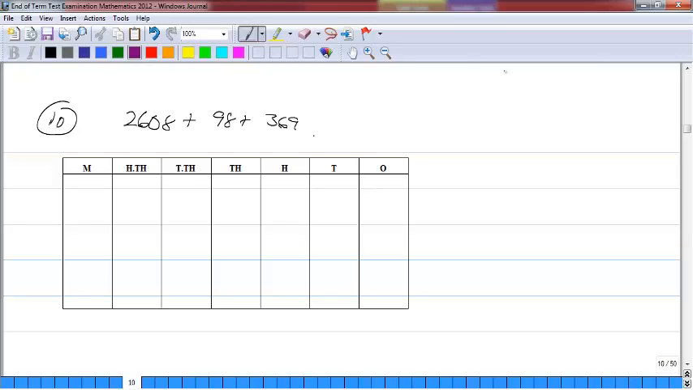Number 10. Number 10 wants us to add 2,608, 98, and 369. So let's fill these in, writing from right to left. We have 8062 with 89, column under column, 963. We are adding, so let's go.